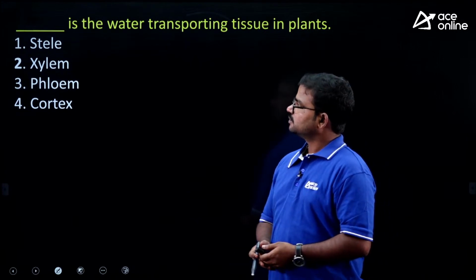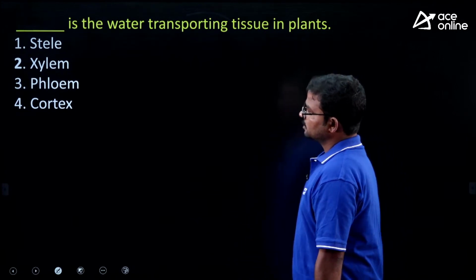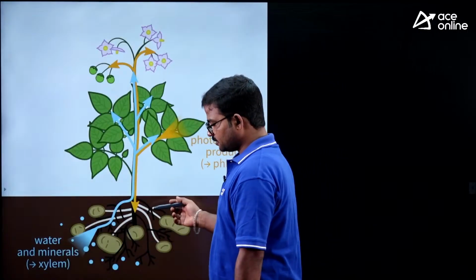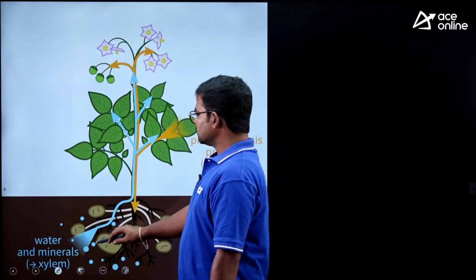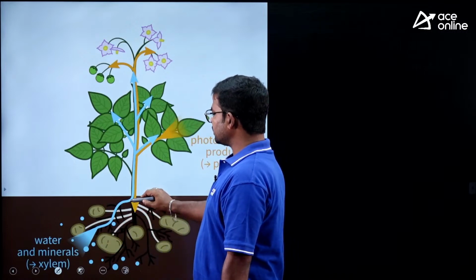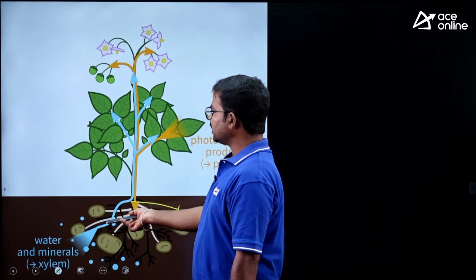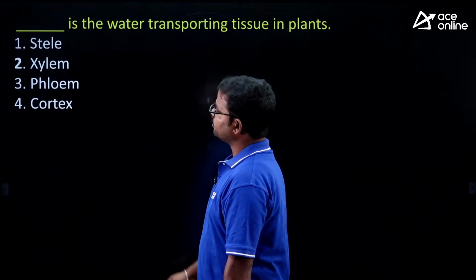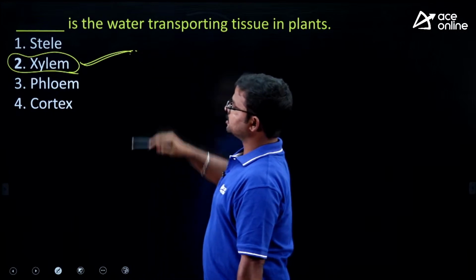So next one, dash is the water transporting tissues in plants. Of course, if you consider plants, xylem tubes are there. It is considered one example of a capillary tube. These capillary tubes directly absorb the water. Because of that, option 2 is the right answer.